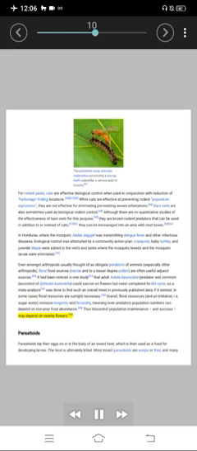Parasitoids. Parasitoids lay their eggs on or in the body of an insect host, which is then used as a food for developing larvae. The host is ultimately killed. Most insect parasitoids are wasps or flies, and many have a very narrow host range.